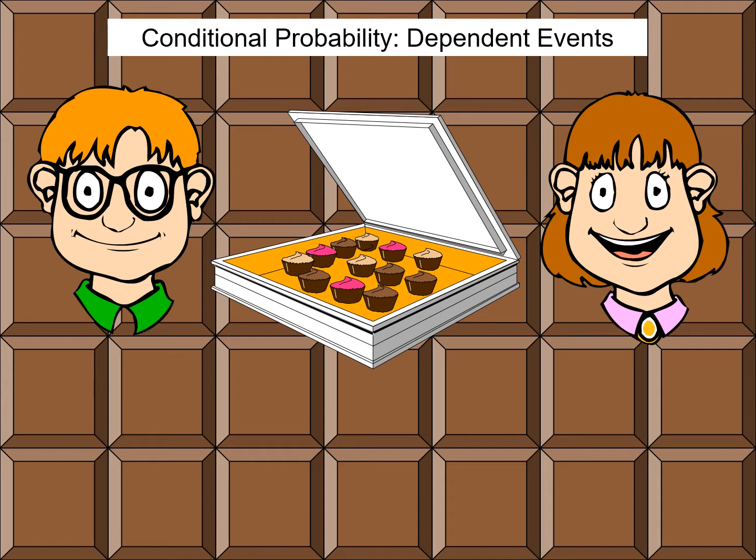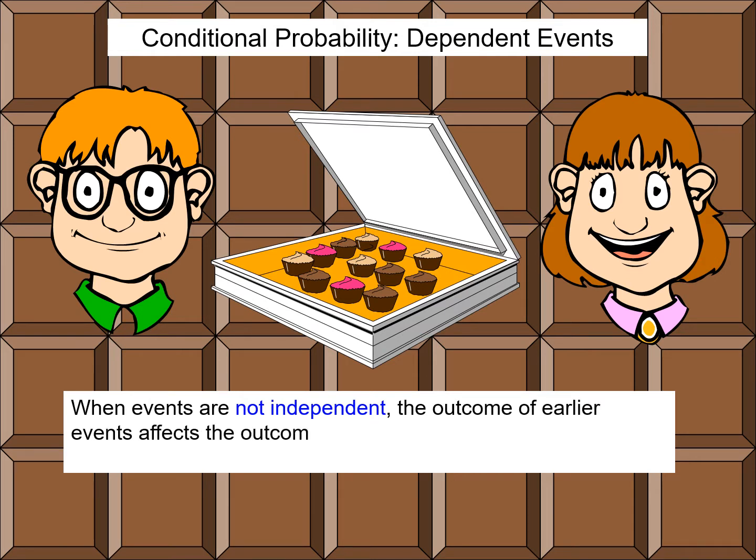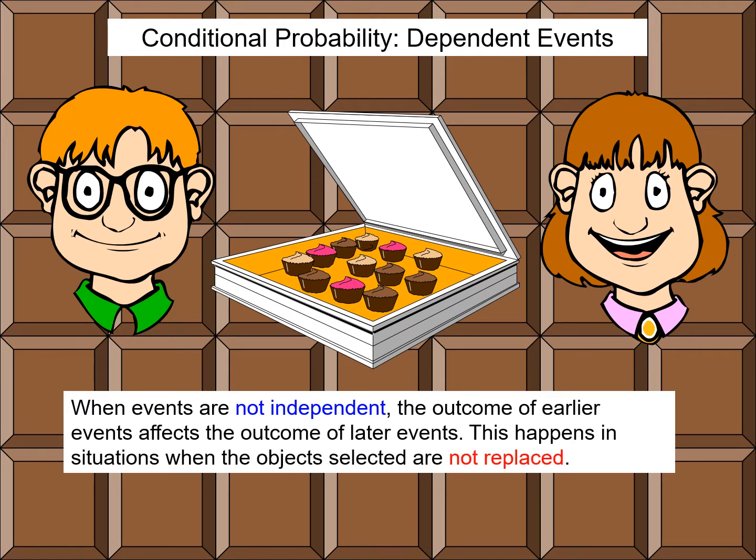In this case, though, we're looking at events where the outcome of event one will have an effect on event two. So what it says here, when events are not independent, in other words, dependent, the outcome of earlier events affects the outcomes of later events. This happens in situations when the objects selected are not replaced.